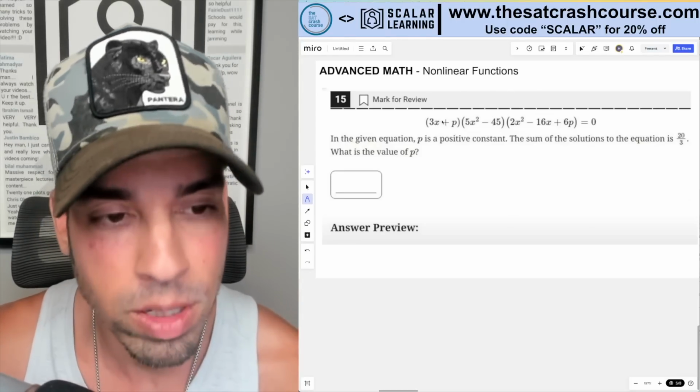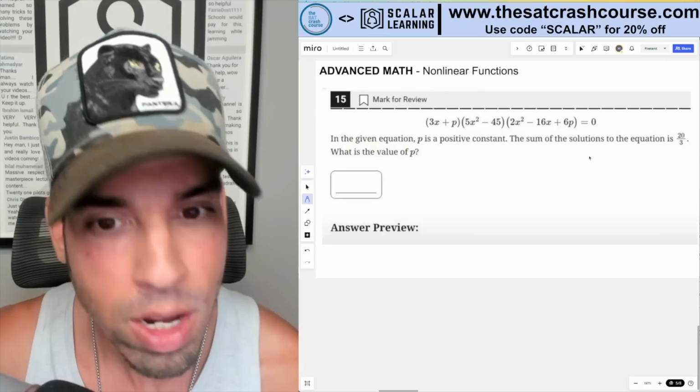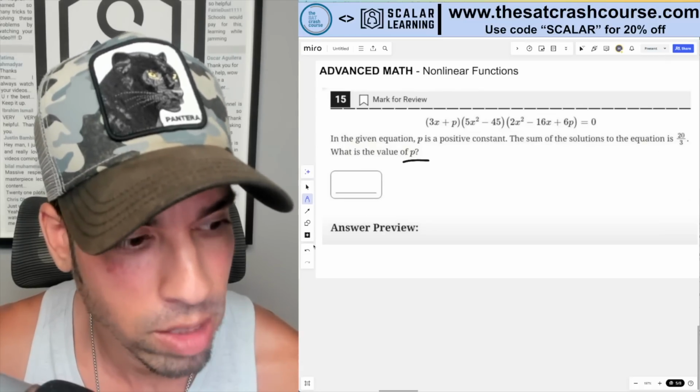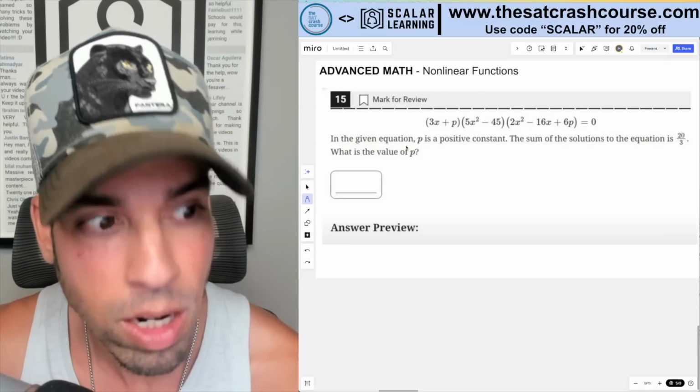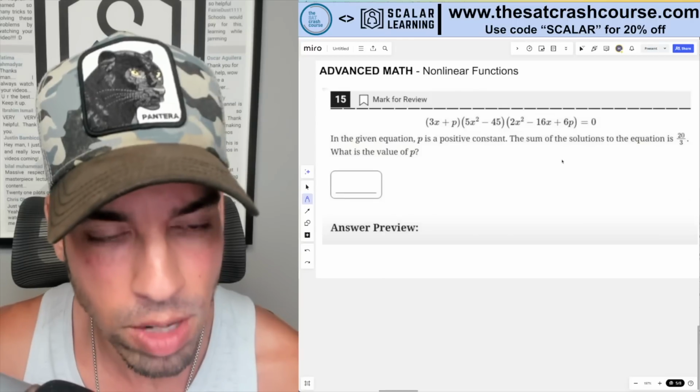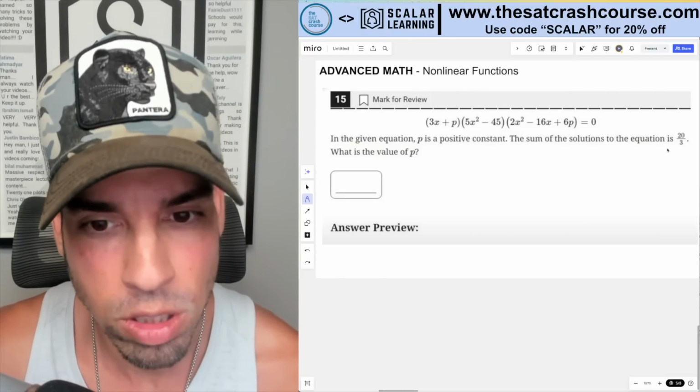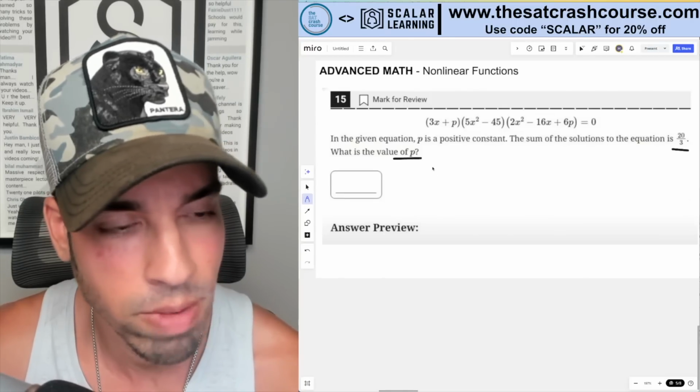This is a very gnarly polynomial function question again, and it's got these crazy constants that we have to consider. So let's go ahead and give it a shot. In the given equation, p is a positive constant. The sum of the solutions to the equation is 20/3. What is the value of p?